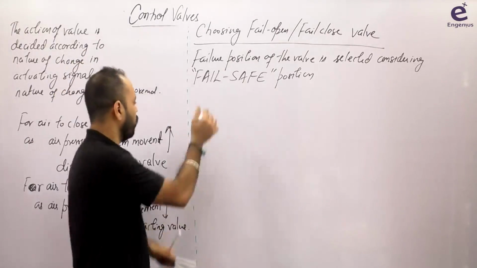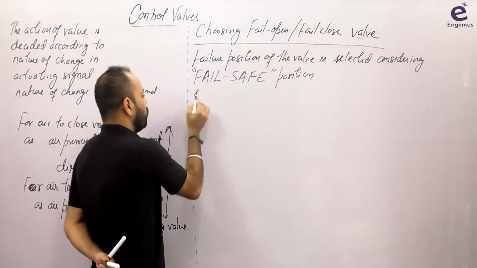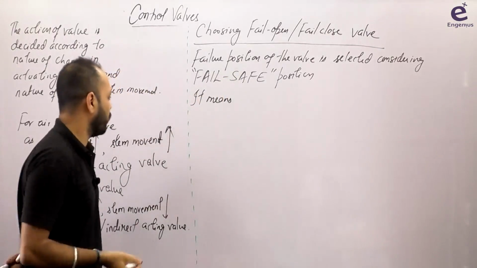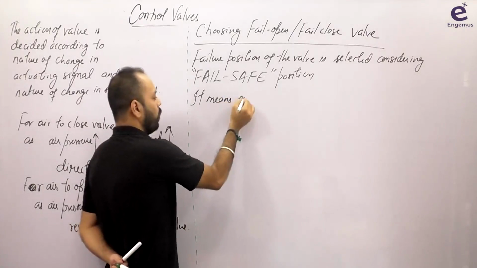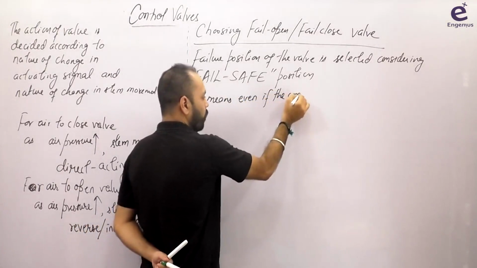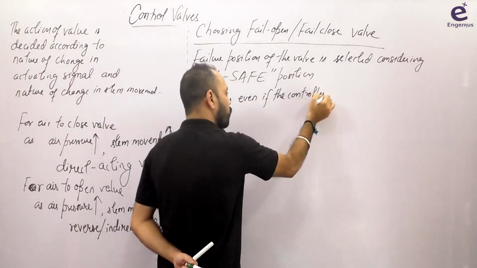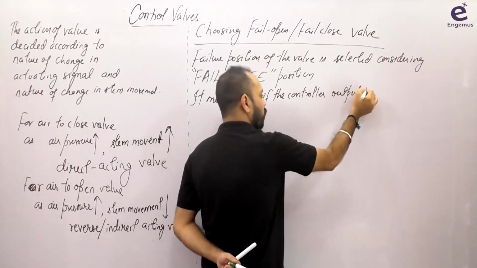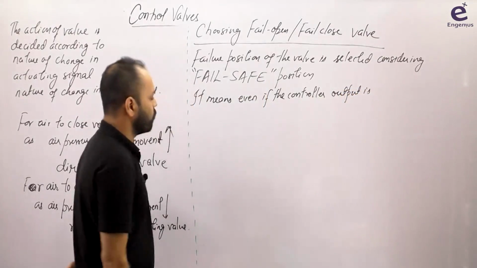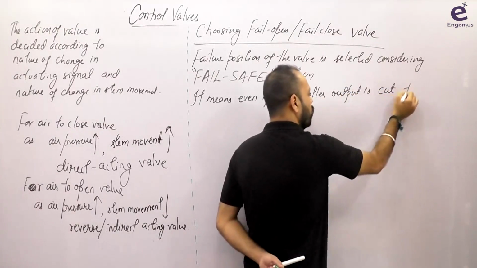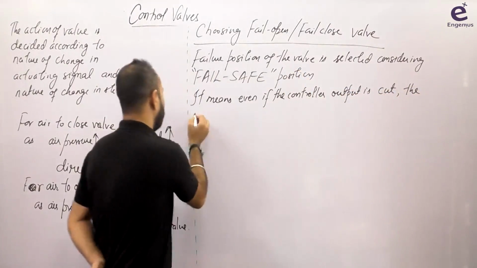What is the meaning of safe? Okay, let me write this. It means, बहुत clear meaning है, फिर भी कुछ लोग इसको नहीं समझ पाएंगे. That is why I am writing. It means even if the controller output is cut, means there is no pressure from the controller, the process should be safe.